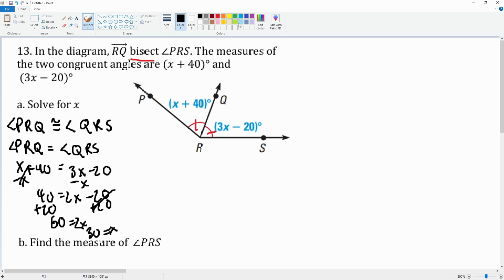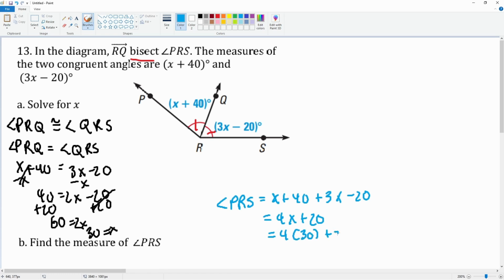We want to know what PRS, angle PRS, is equal to. PRS is x plus 40 plus 3x minus 20. It's both of those angles. X plus 3x is 4x, 40 minus 20 is plus 20. Plug in the values: 4 times 30 is 120, plus 20, it is 140. So that's what angle PRS is equal to.